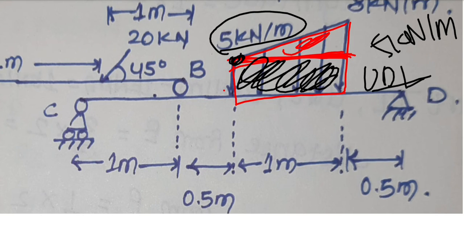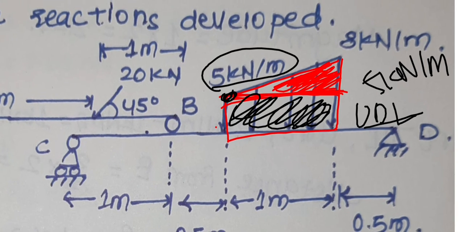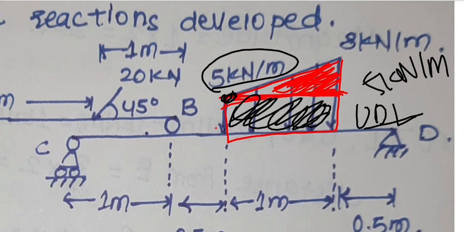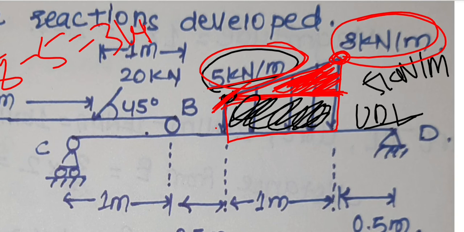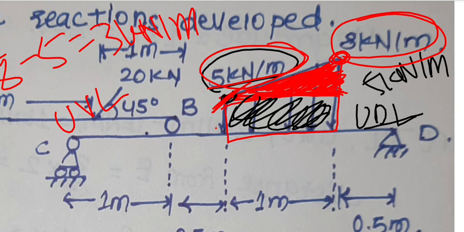Now what will we do? We will consider this part. If we consider this part, what do we get? We get that at this point there was a 5 kilonewton per meter load, and at this point there is an 8 kilonewton per meter load. So 8 minus 5, that is a 3 kilonewton per meter uniformly varying load, which is shown by this red color shaded part.